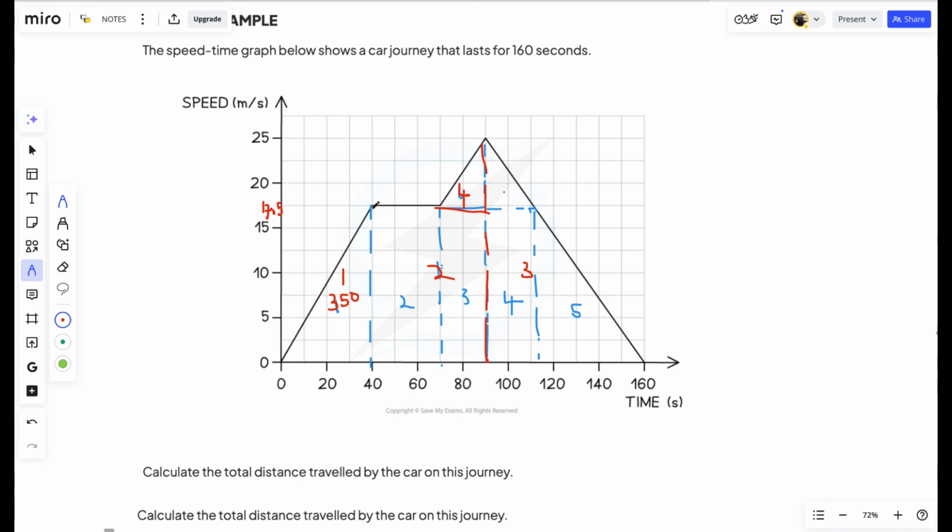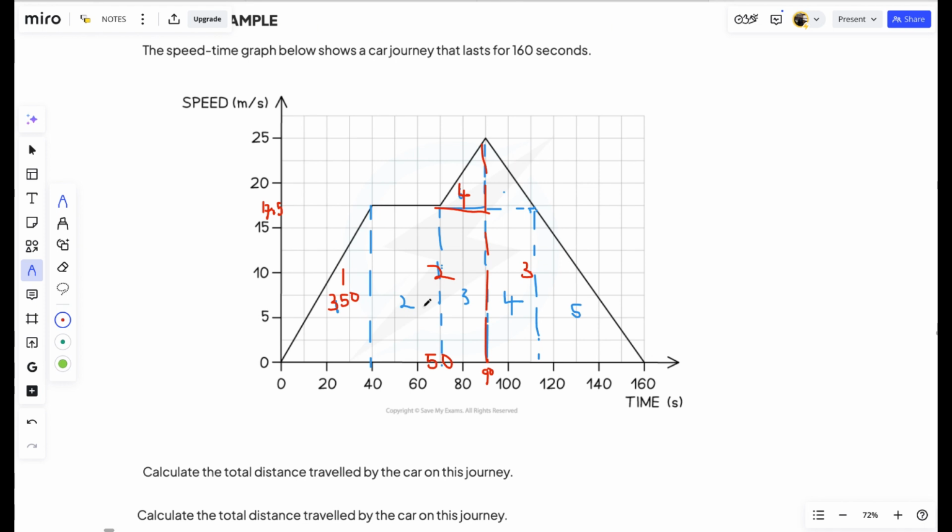Now let's see this one. From 40 to 90, halfway between 80 and 100 is 90, right? So 40 to 90 is 50. So this base is 50, and the height is still 70.5. So let's find the area of this one. We say 50 multiplied by 70.5. What do you get?